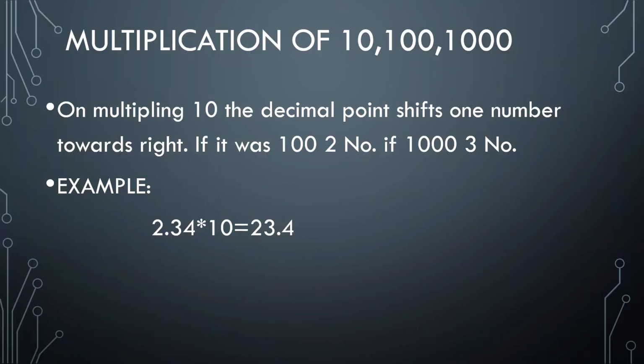Multiplication of 10, 100 and 1000. On multiplying by 10, the decimal point shifts one place towards the right, and if it's 100, two places towards the right, and if it's 1000, three places towards the right. If you check here, 2.34 is multiplied by 10, so the point shifted one place towards our right side. This is how to multiply with 10, 100, 1000.